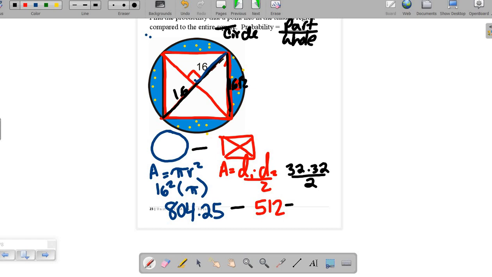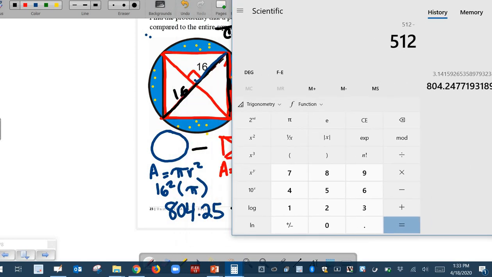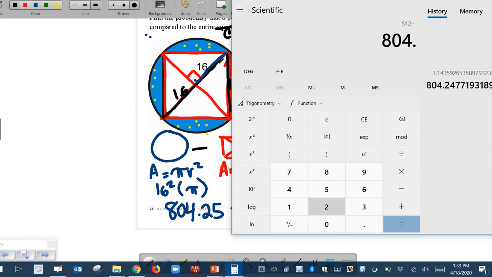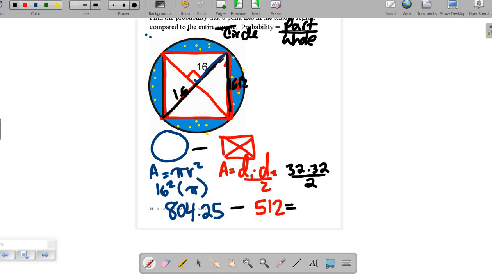I'm going to subtract these because I'm ultimately looking for the shaded space. I get 292.25. That's the shaded space. So our part here is our shaded space, which is 292.25. Our whole was the whole circle, which was 804.25.